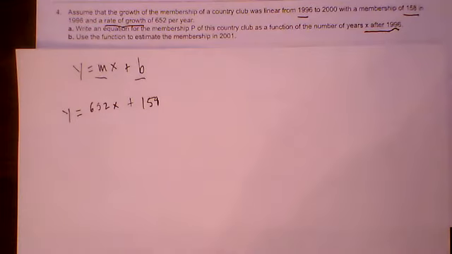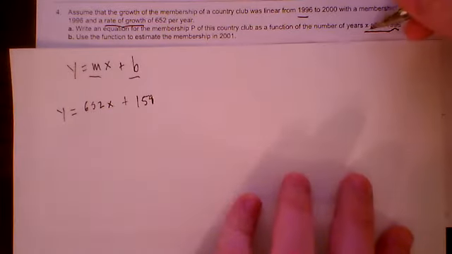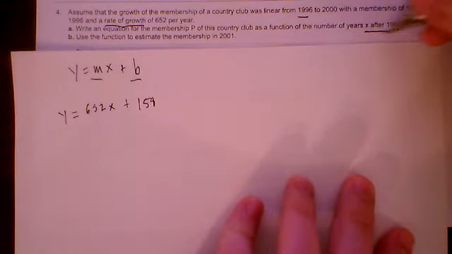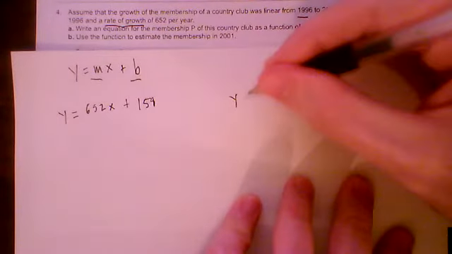So again, we're given everything here in this particular problem. We're given our slope by the word rate of growth, and we're given our y-intercept, the value at our first year, year 0, which is 1996. The second question asks us to use the function to estimate the membership in 2001. The key thing here is to focus on the definition of what our X is. X is the number of years after 1996. So how many years after 1996 is 2001? Well, it's 5 years. So we're going to plug 5 into this equation for X.